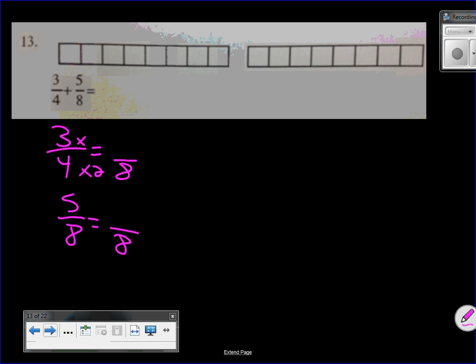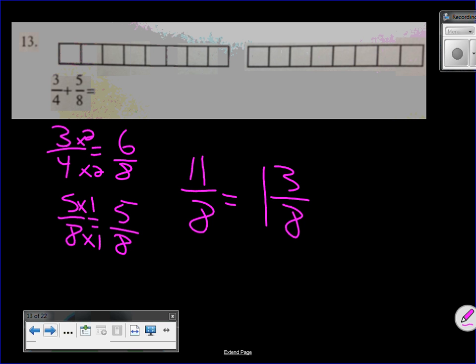Times 2 gives me 6/8. Times 1 gives me a 5. 6 plus 5 is 11. 8 is my denominator. Let's make this a mixed number. How many 8's go into 11? 1. What's left over? 3/8.